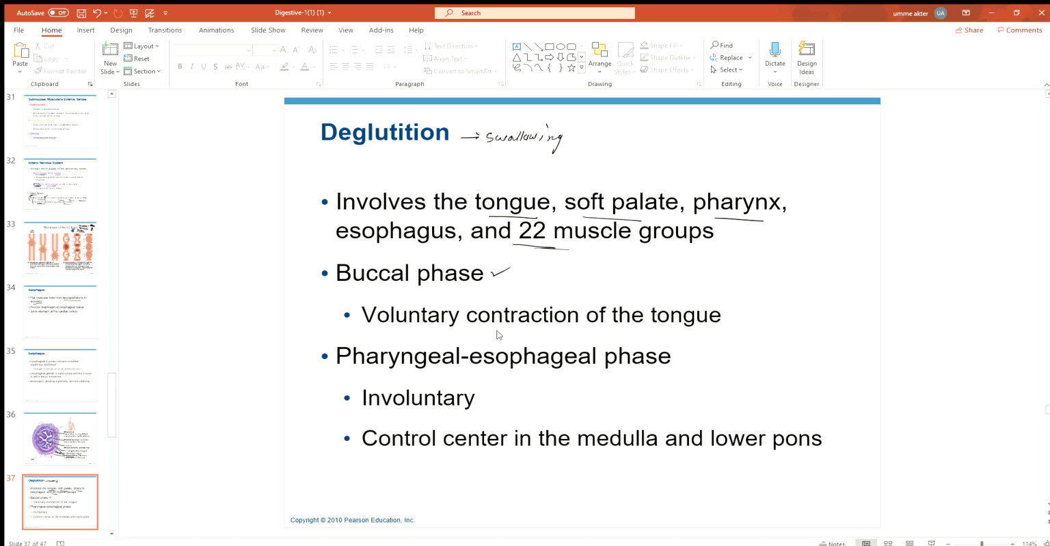One is the buccal phase, you push the food bolus from the buccal cavity or oral cavity into the pharynx. And this part is voluntary, right? If you want to keep the food in your mouth for longer time, you can do it. If you want to swallow, you can do it. So this phase is completely voluntary. And then next phase is the pharyngo-esophageal phase. This phase is involuntary. Once you push the food into the pharynx, then you don't think, right? You know that it will go by itself all the way to the stomach. So this part is involuntary.